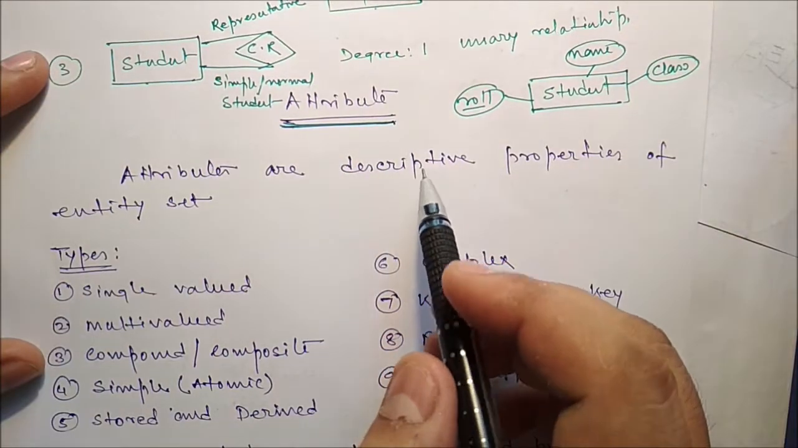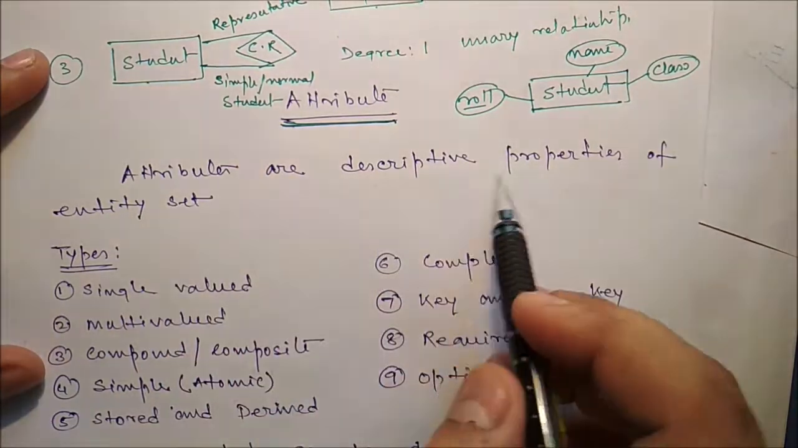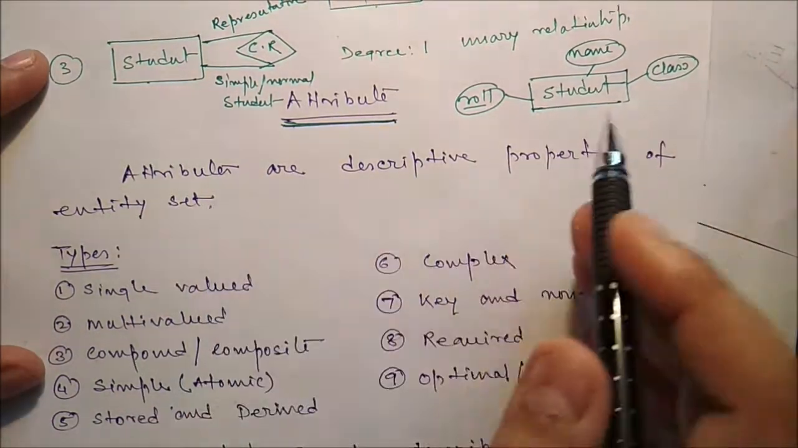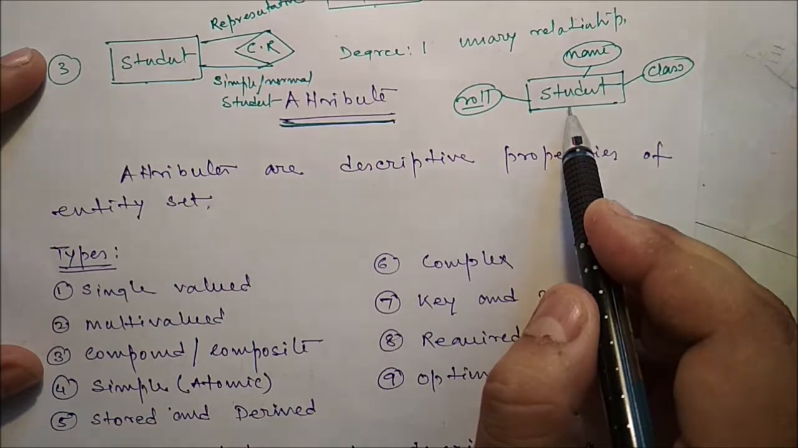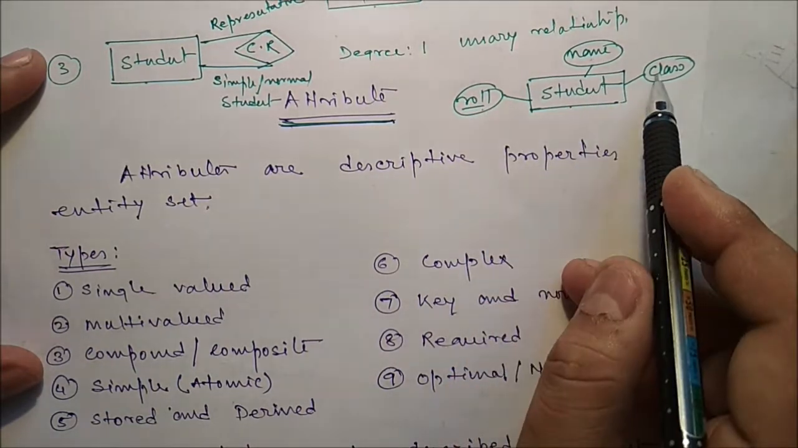Attribute. Now, you already know what an attribute is. Attributes are the descriptive properties of the entity set. So here, the entity set is what? Student. Here the attributes are roll number, name and class.